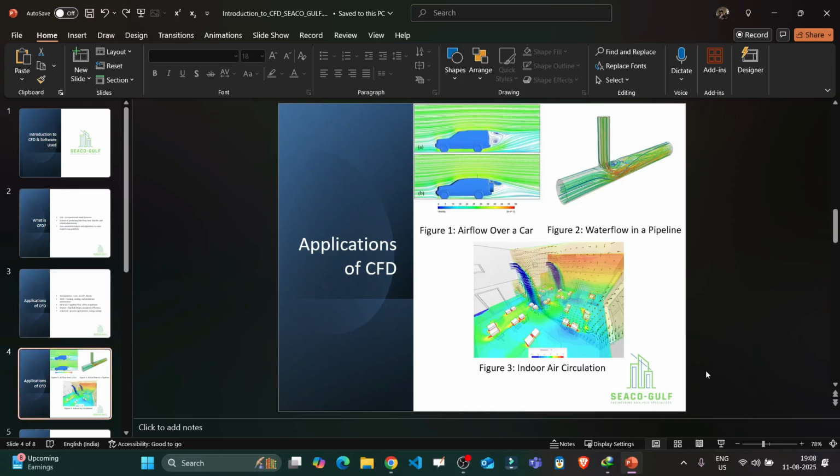In the next slide, you can see some pictures of CFD results. The first figure represents airflow over a car. The air is flowing through the car, and with the help of streamlines, the pattern of the airflow is visualized. Next is the water flow in a pipeline. We are analyzing how the water is flowing inside the pipeline, and you can see the pattern of the water flow.